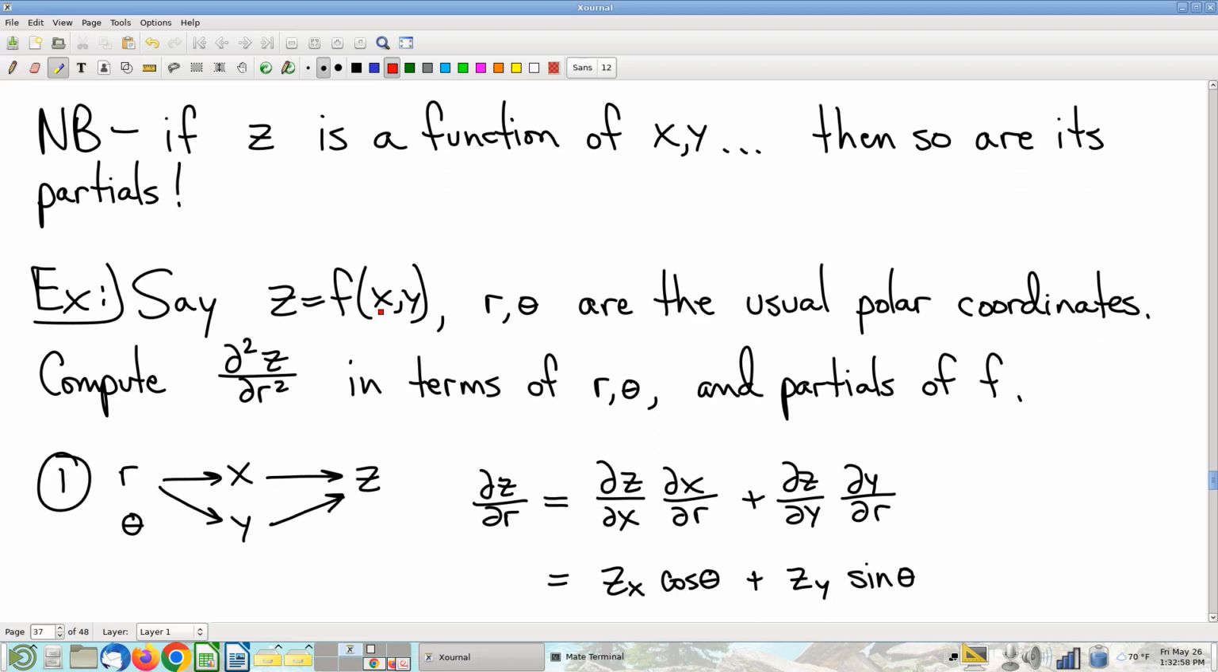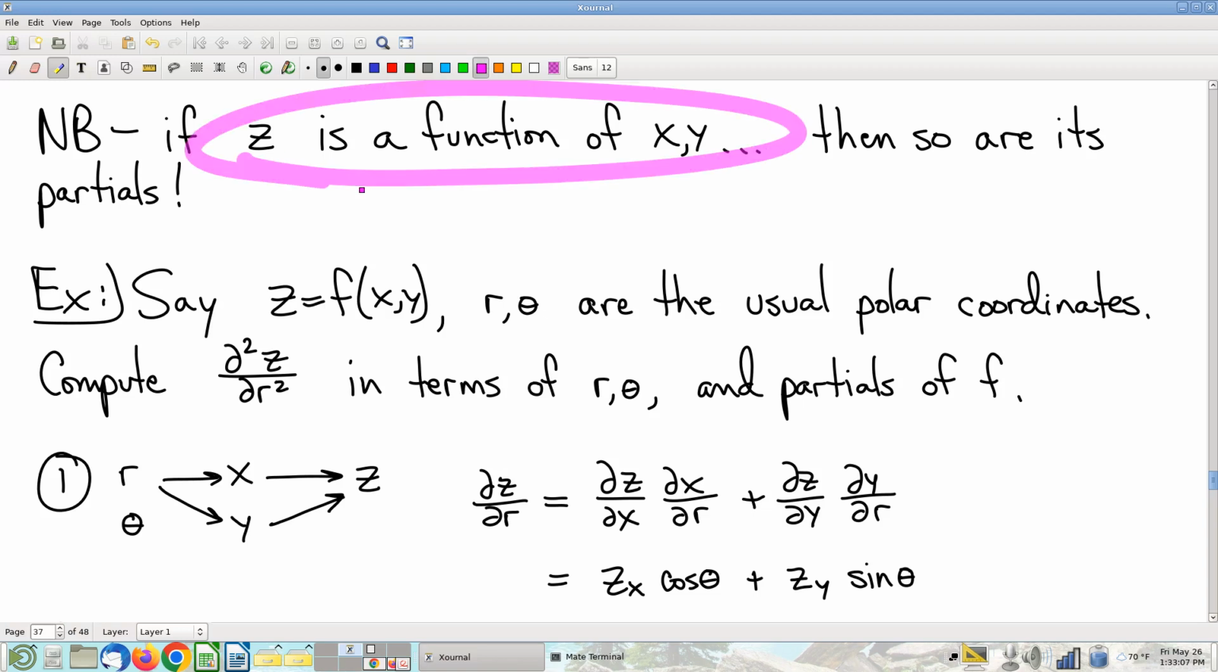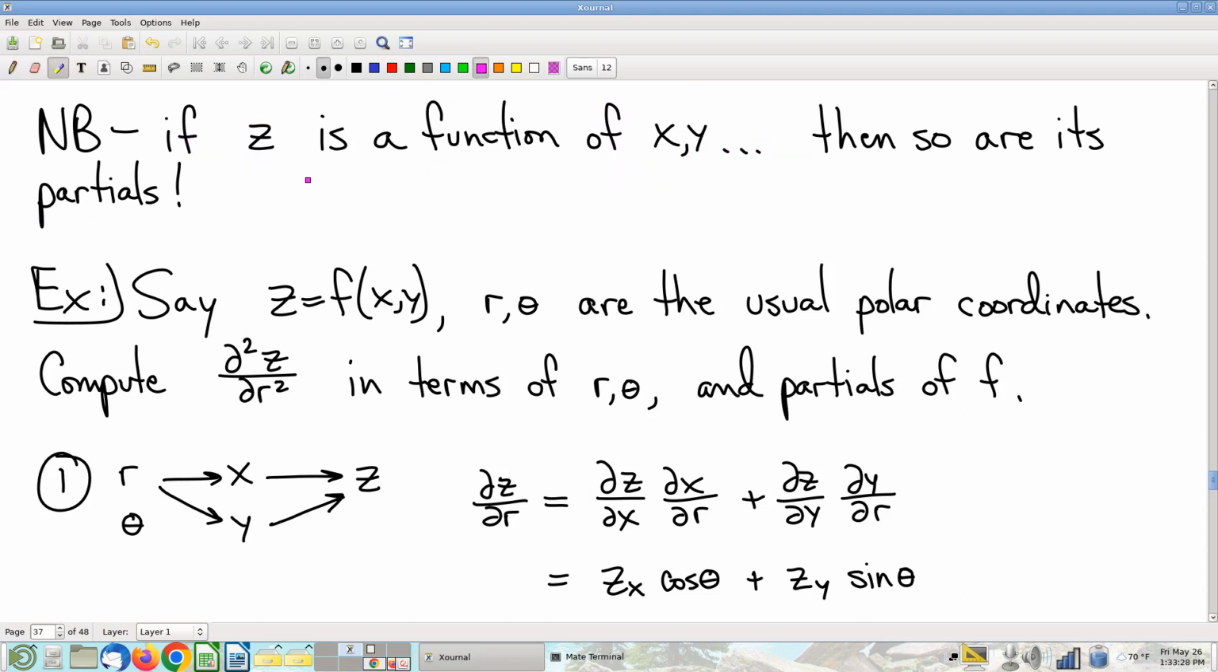Okay, so here we go. Mostly, I'm just going to show you how this works by way of example. But roughly speaking, the big point is that if you have a function of x and y, just don't forget that its partials are also functions of x and y. Right? And the easy example, if you just take any function of x and y, pretty much, take its y partial, still a function of x and y. So that turns out to be pretty much the point. All right, so here we go.